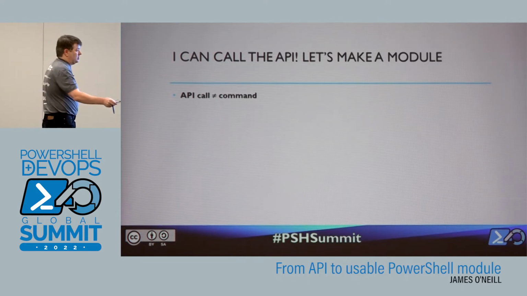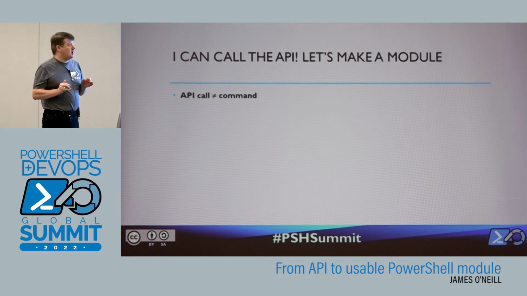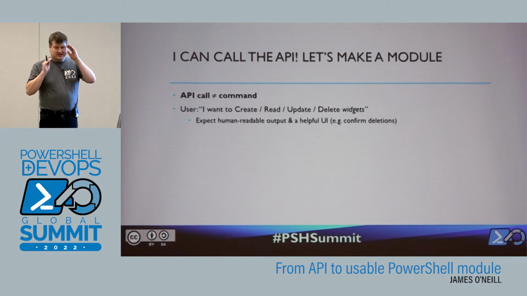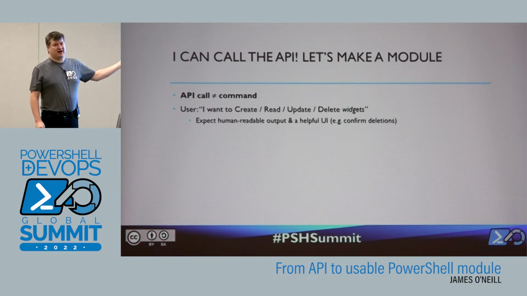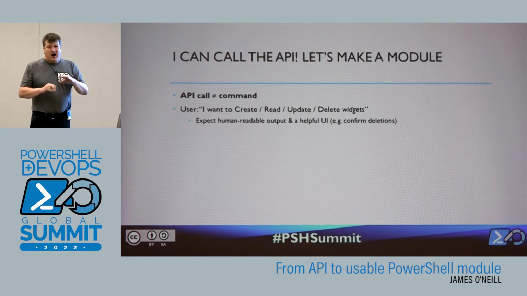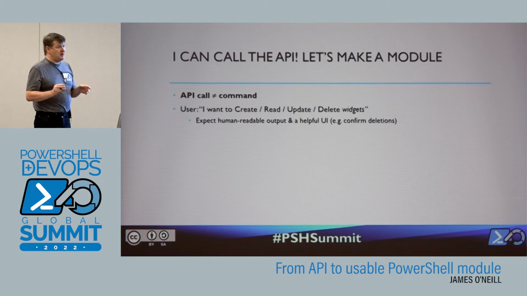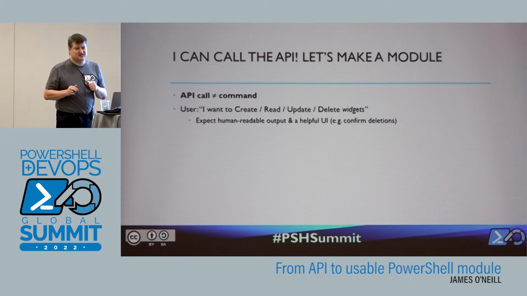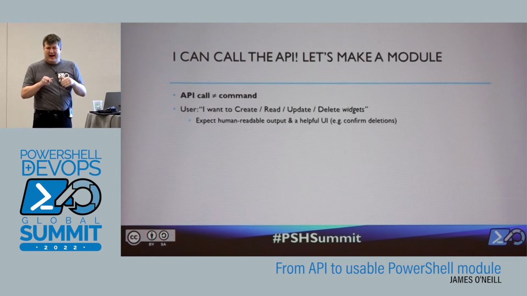There's a difference between an API call and a user command. A user is thinking, I want to be able to do these things with these objects. Typically the CRUD operations: I want to create, read, update, delete them. I expect it to give me something that, as a human being, I can read on screen. Hopefully nice output that maybe I can pipe into something else. I do a lot of stuff that involves sending this stuff to Excel, but you might use it somewhere else. And I expect it to be kind of PowerShell-y.